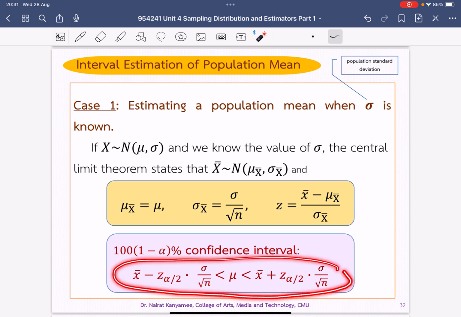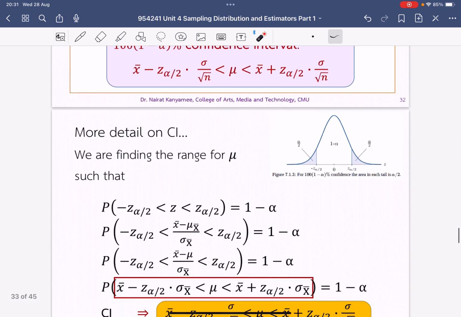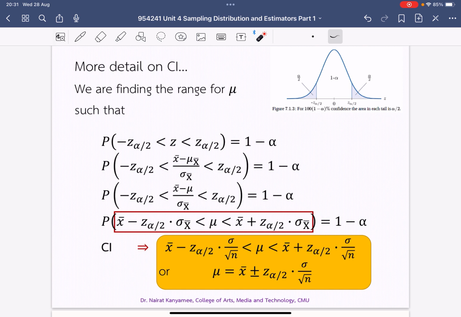We can derive this interval on the next page. Suppose the confidence level is 1 minus alpha. Then we are looking at the probability of z between minus z alpha over 2 and z alpha over 2. So it's going to be 1 minus alpha, right? Okay, we set up this probability, from z here to here, and it's going to be 1 minus alpha.